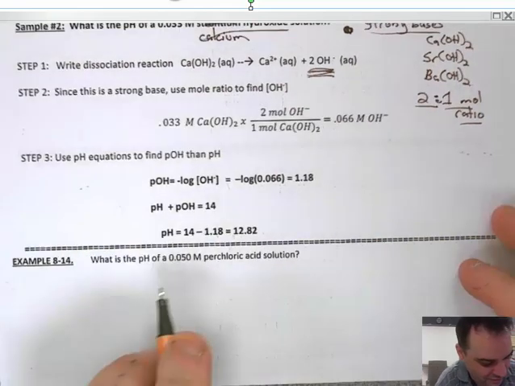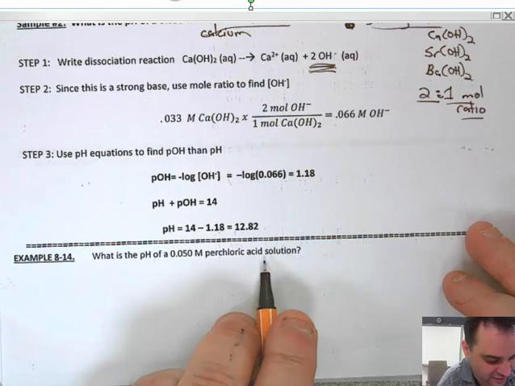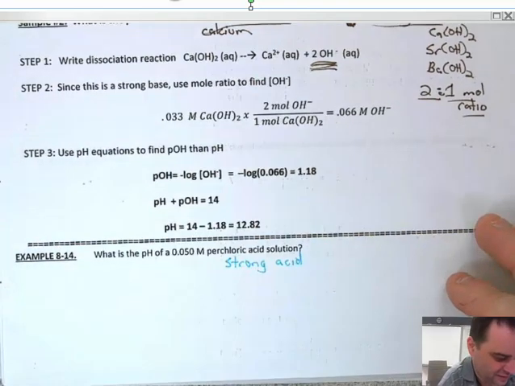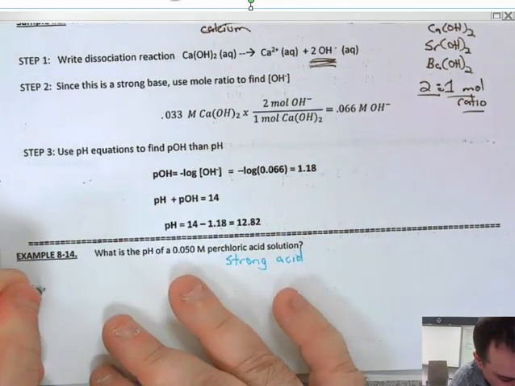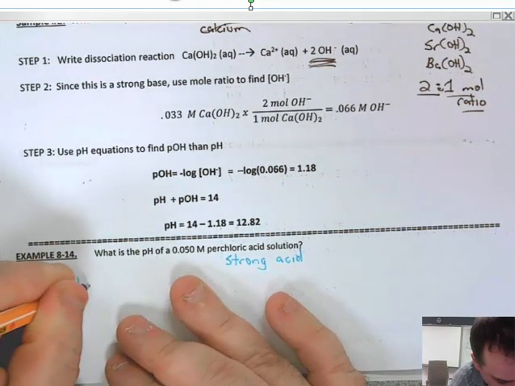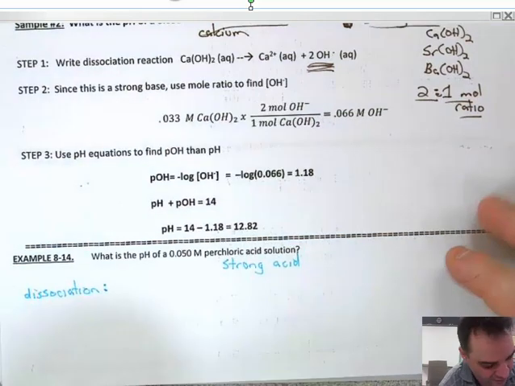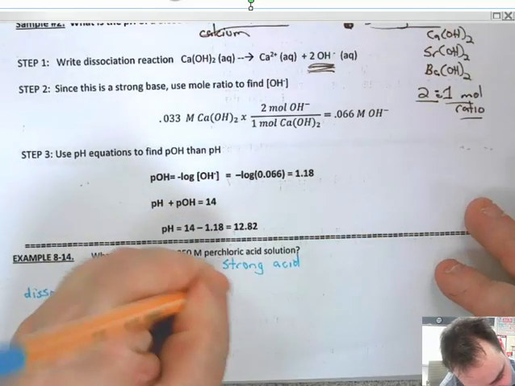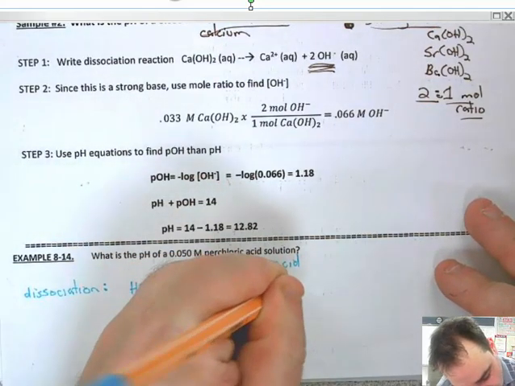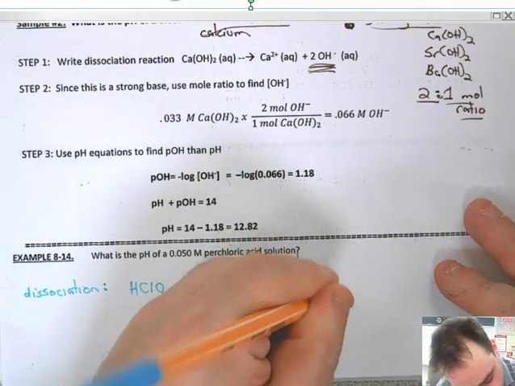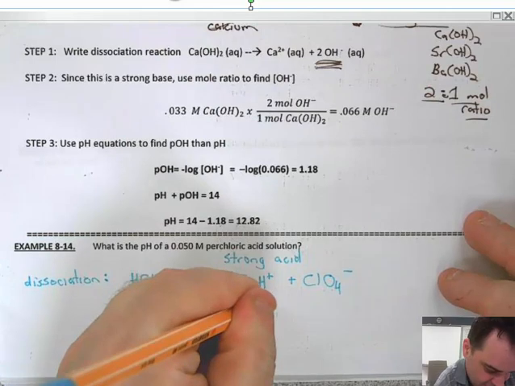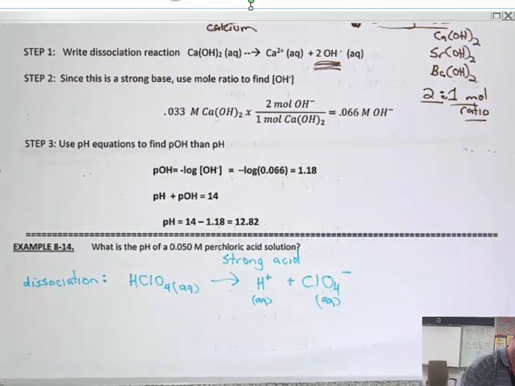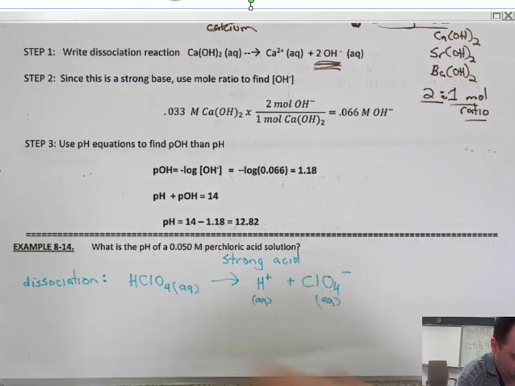What is the pH of a 0.050 molar perchloric acid solution? Okay, so this is a strong acid. The first step we're going to do is the dissociation reaction. So perchloric acid is HClO4 aqueous. That is going to dissociate into H plus and ClO4 minus, aqueous, aqueous.